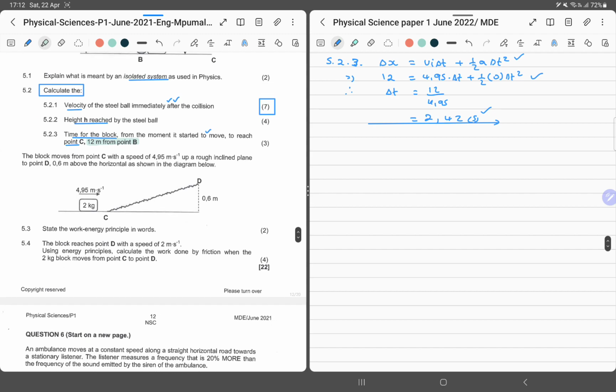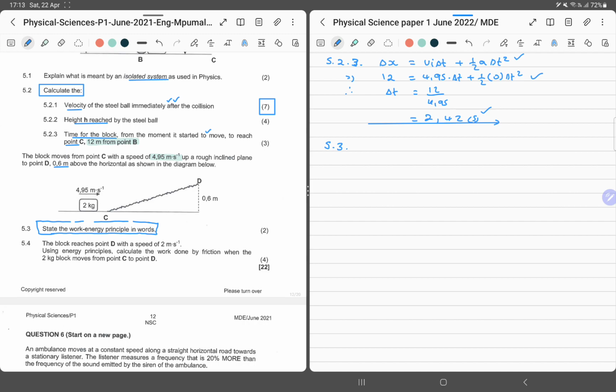All right, let's move on. Now we are told here the block moves from point C with the speed, because you see we did constant velocity there, although we had to assume it. Okay, it moves up a rough inclined plane to point D, which is 0.6 meters above the horizontal, as shown in the diagram below. Okay, the diagram is everything that we want. So it says state work energy principle.